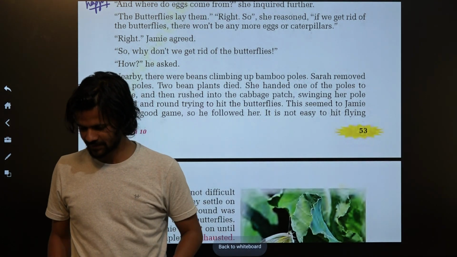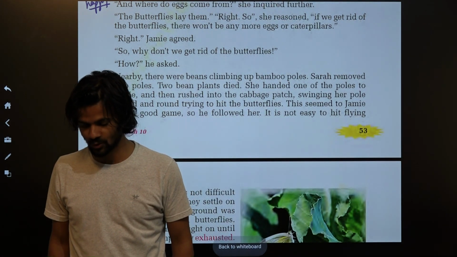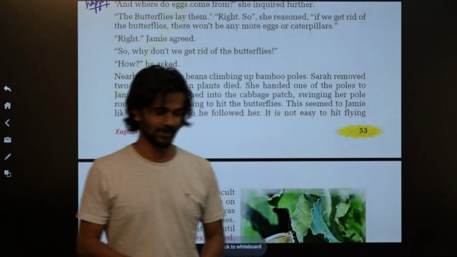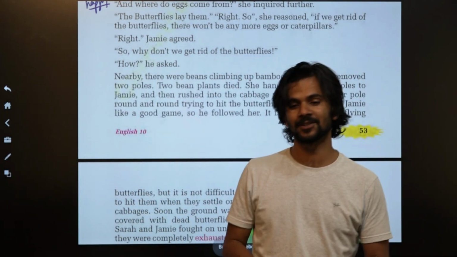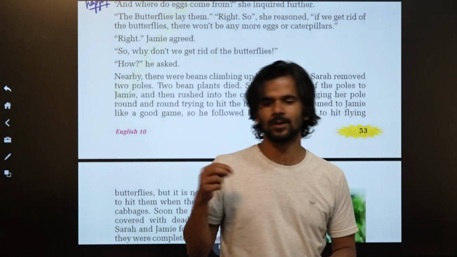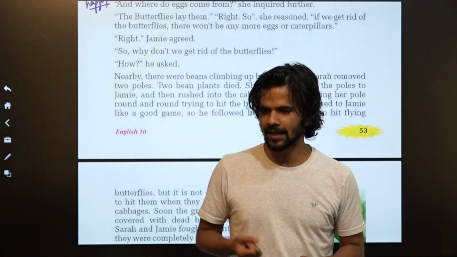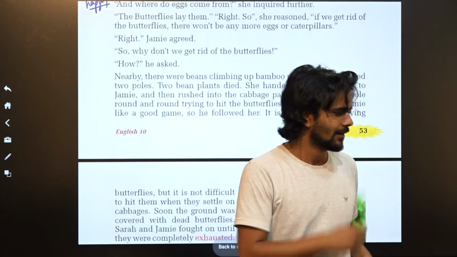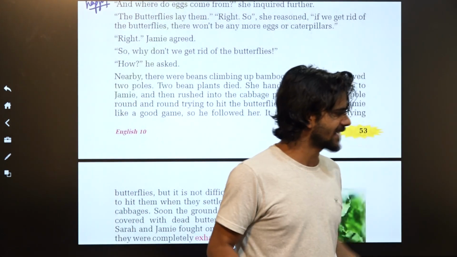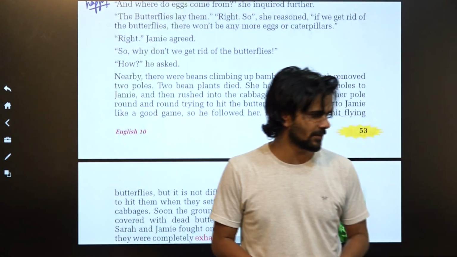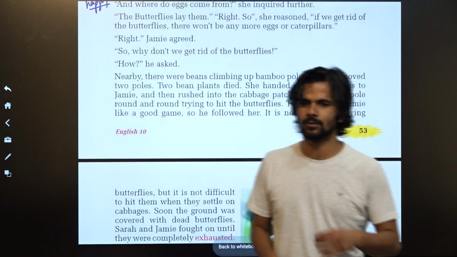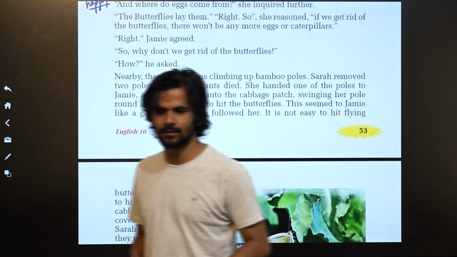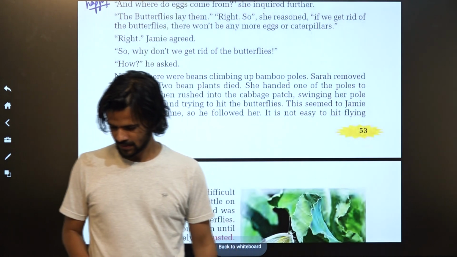This seemed to Jamie like a good game. So Jamie also went, that's a wonderful idea. It's like a game. You don't have to pick all these wriggling caterpillars. Rather than that, just swing around. It's like being nasty at work, right? If you are given a work, somehow you find something to do in a foolish way. So he followed her.